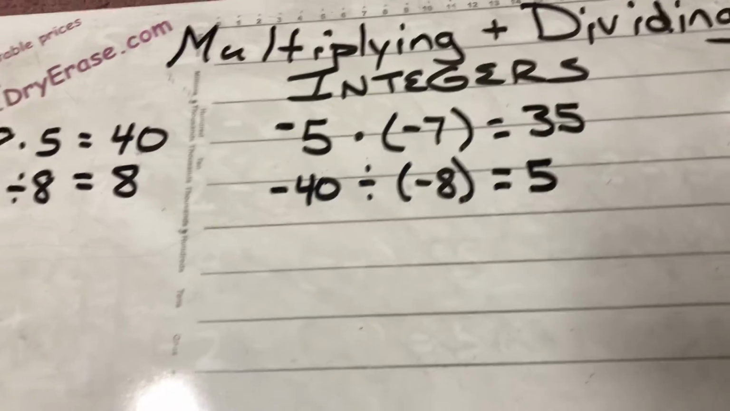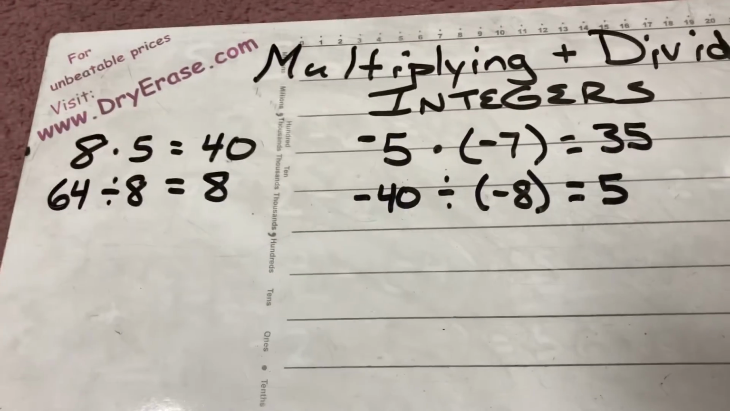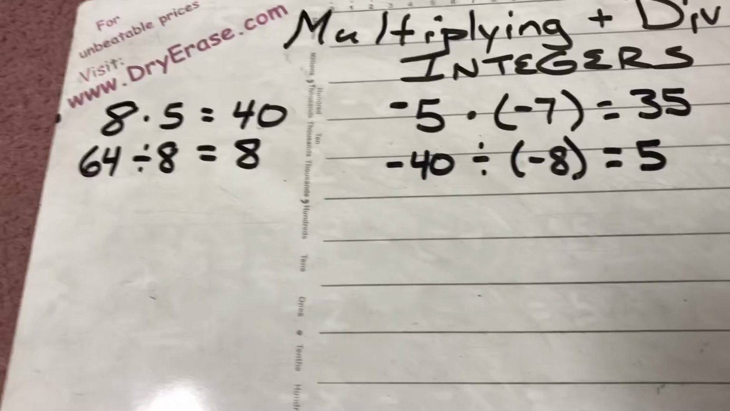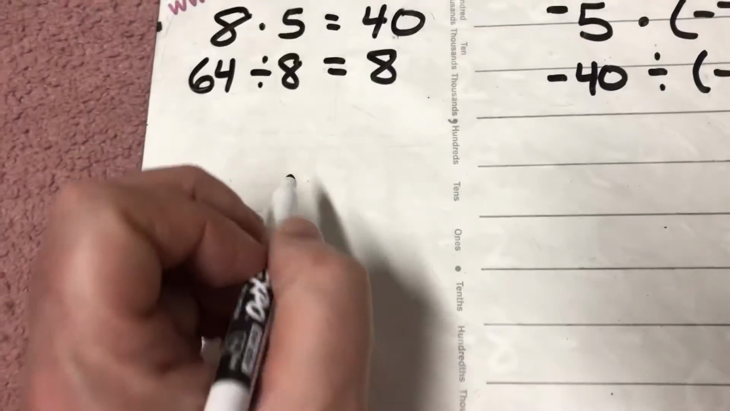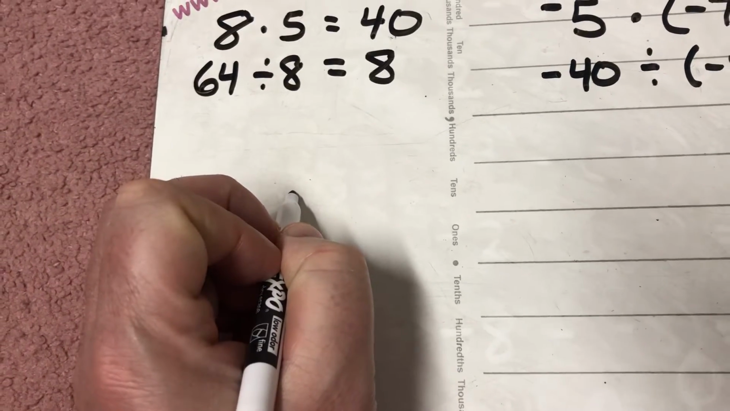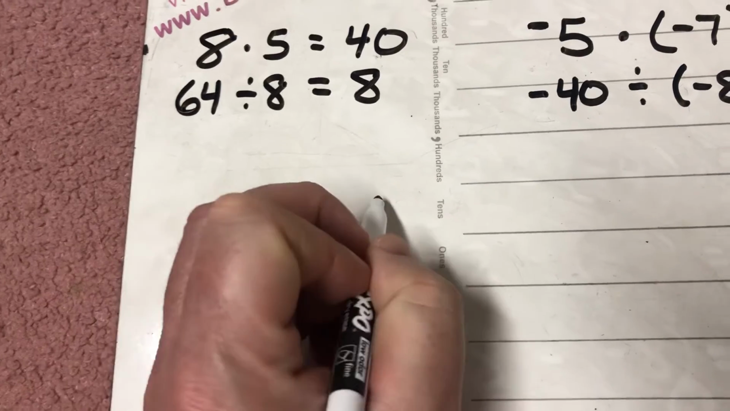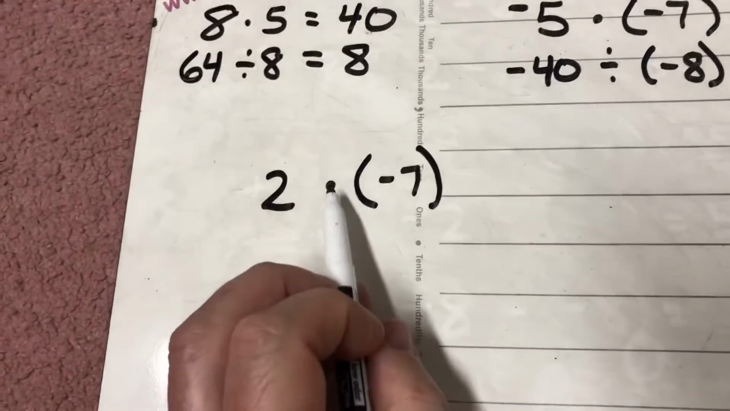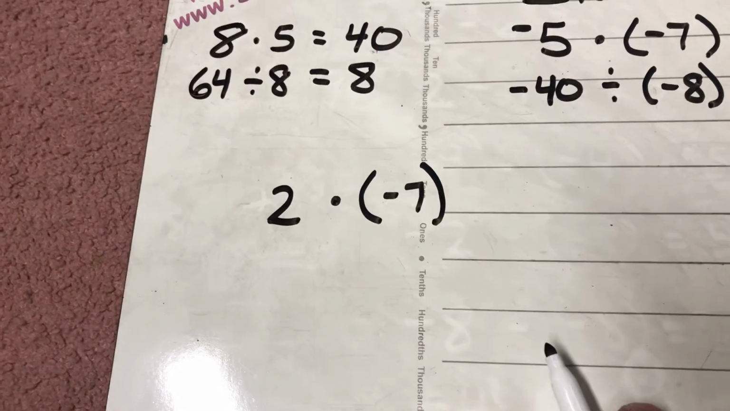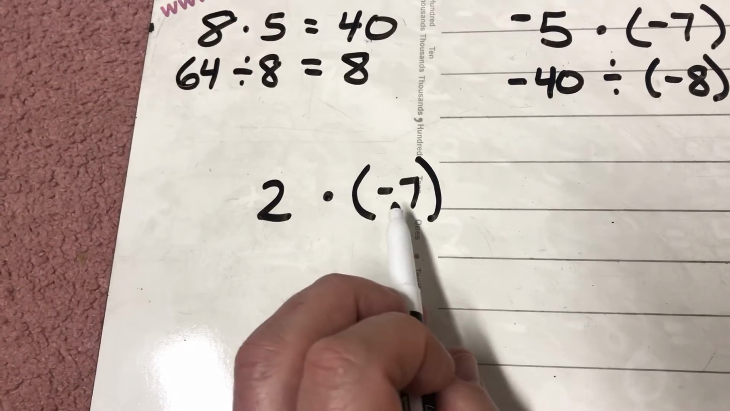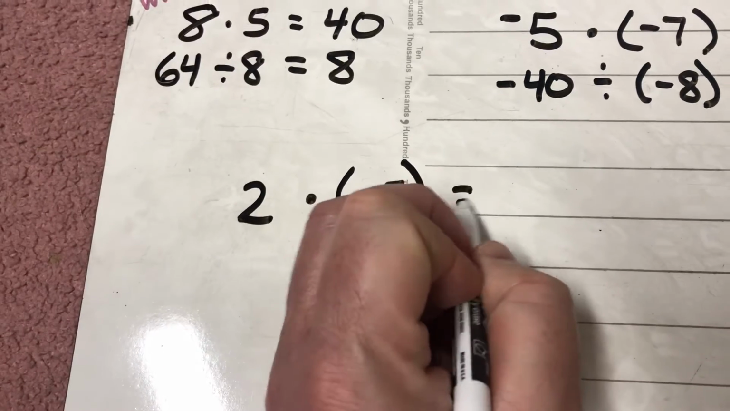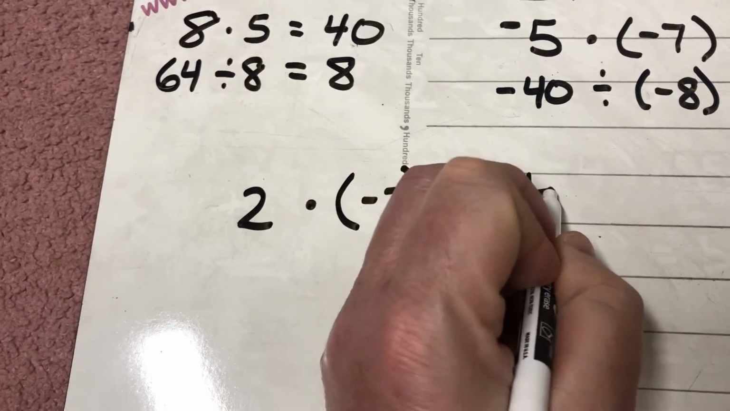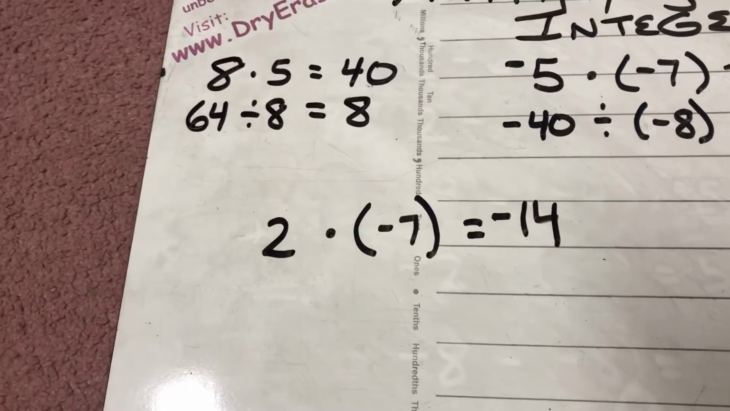The only difference is if one number is positive and one number is negative, the product or quotient is going to be negative. So for example, let's say that I have 2 times a negative 7. Once again, separating operational signs with parentheses. The 2 is positive, the 7 is negative. 2 times 7 is 14, so my product is going to be negative 14.